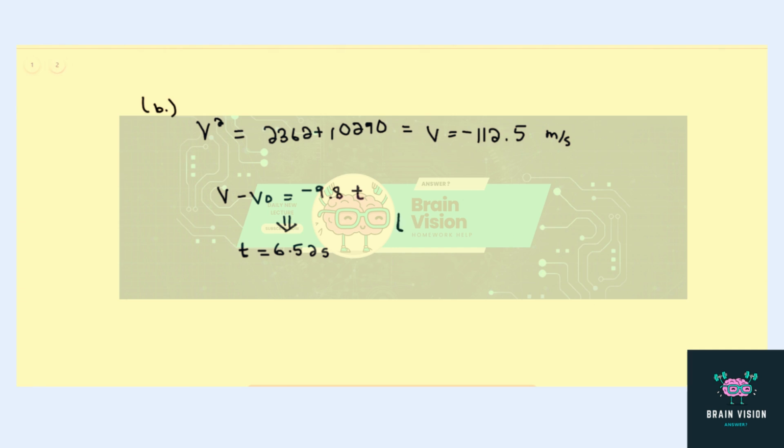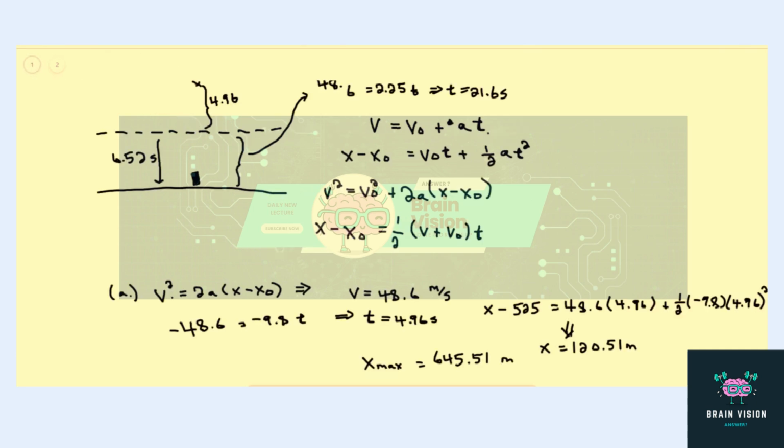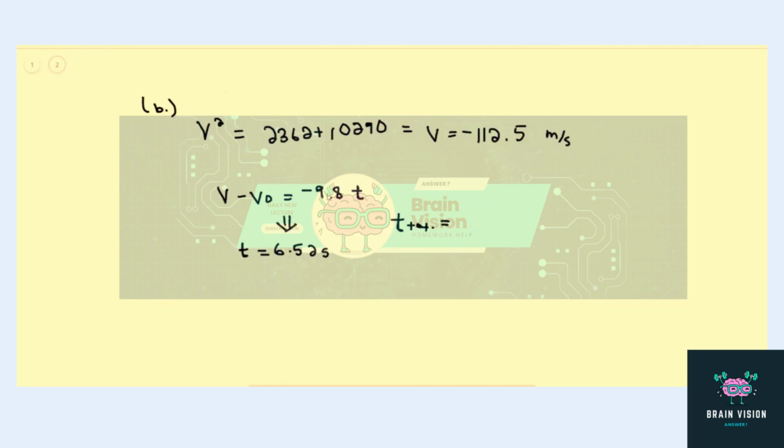The total time is the sum of all the individual times. We know that it takes, where's it at? Here it is, 21.6 seconds to go from here to here. So 21.6 plus 2 times 4.96, 4.96 seconds up and then 4.96 seconds down. And then we add that to the last bit, 6.52. When we do that, we get 38.04 seconds for the total time.